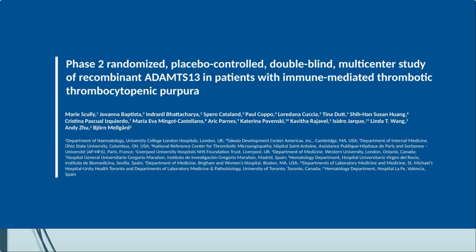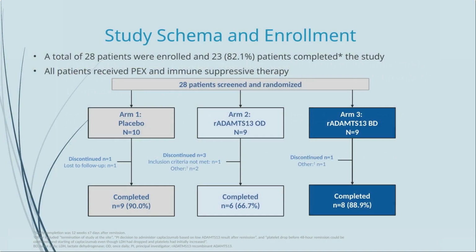This is the study design here. There were 23 patients who completed the study and all received plasma exchange and immunosuppressive therapy. There were 3 arms. The first is placebo, and then the second is once daily recombinant ADAMTS13, and the third was twice daily recombinant ADAMTS13. Drug or placebo was administered immediately post-plasma exchange and again 12 hours later. Patients received treatment until clinical remission was achieved, demonstrated by a normal platelet count and improvement in LDH for at least 48 hours following initial platelet normalization.